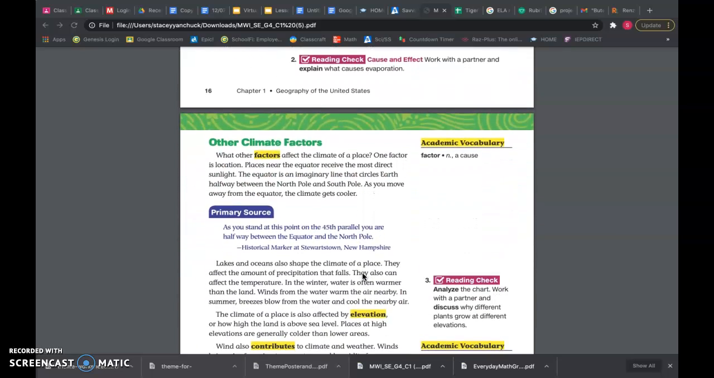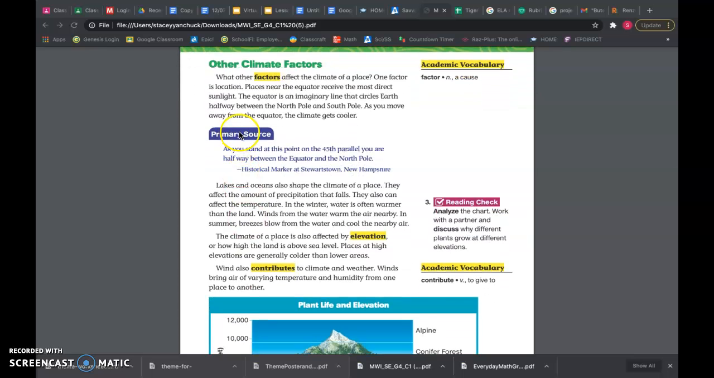Okay, so what other factors affect the climate of a place? One factor is location. Places near the equator receive the most direct sunlight. The equator is an imaginary line that circles Earth halfway between the North Pole and the South Pole. As you move away from the equator, the climate gets colder.